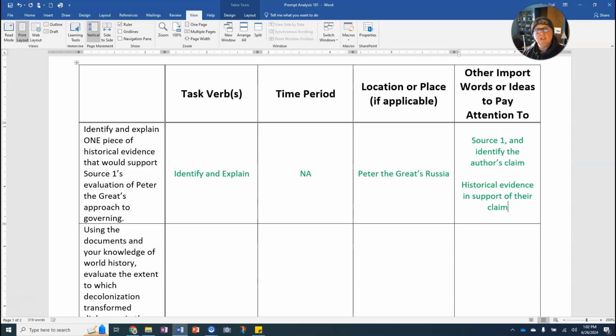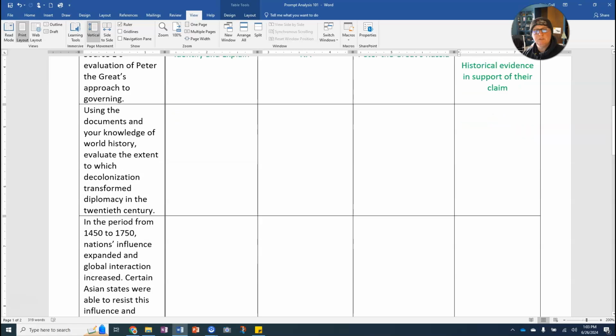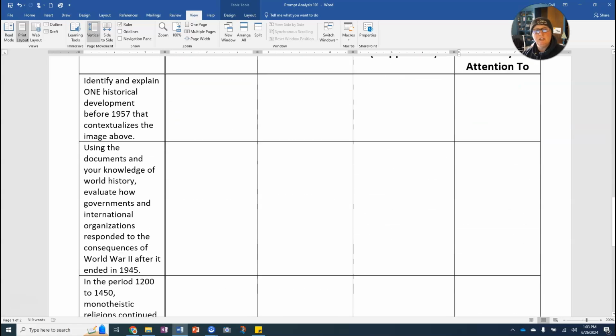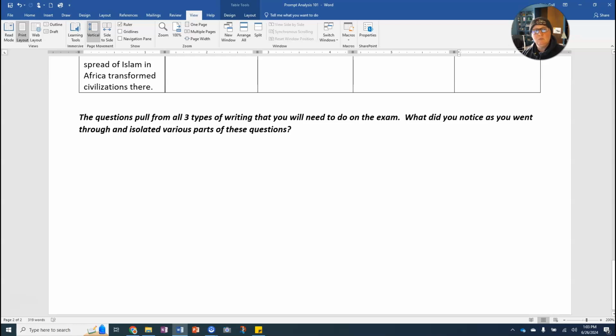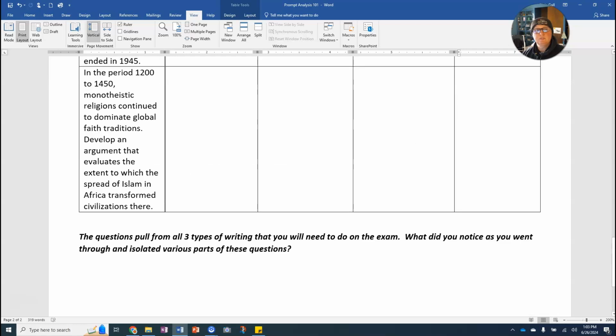Ultimately, we'll get into how do I write a thesis, how do I analyze documents and things like that. So I don't want you worried about that stuff. Right now I want you just focused on how do I break down prompts. So like I said, 2 pages, 6 prompts total, and then 1 question at the end, just asking, what did you notice as you went through and you isolated various parts of the question?